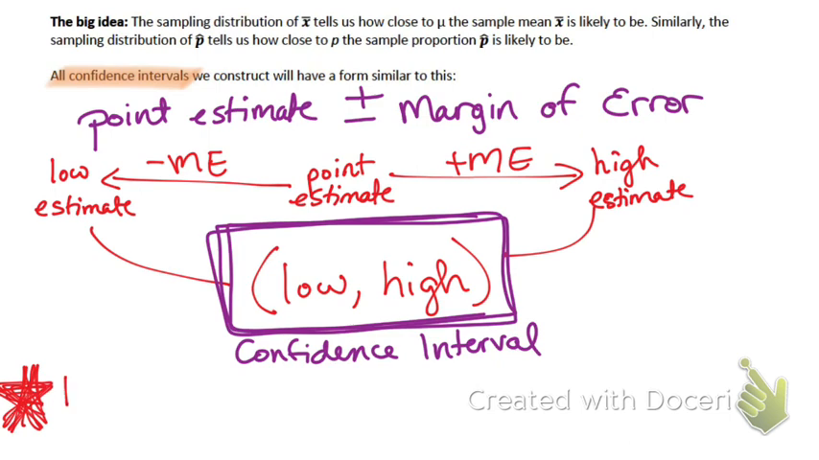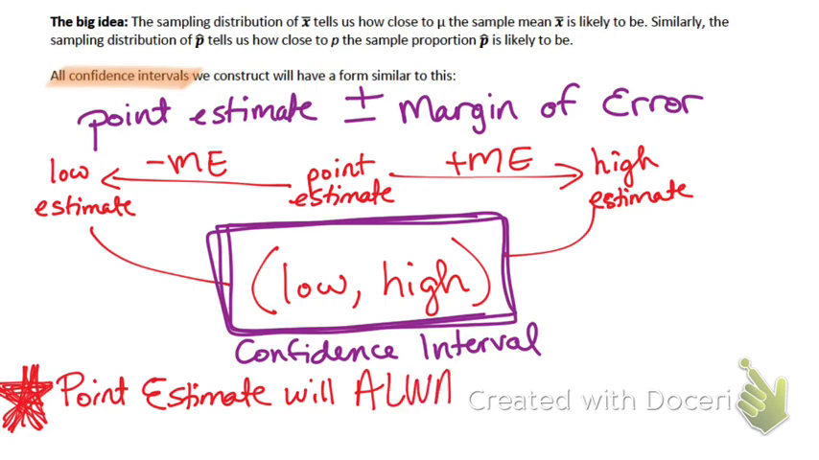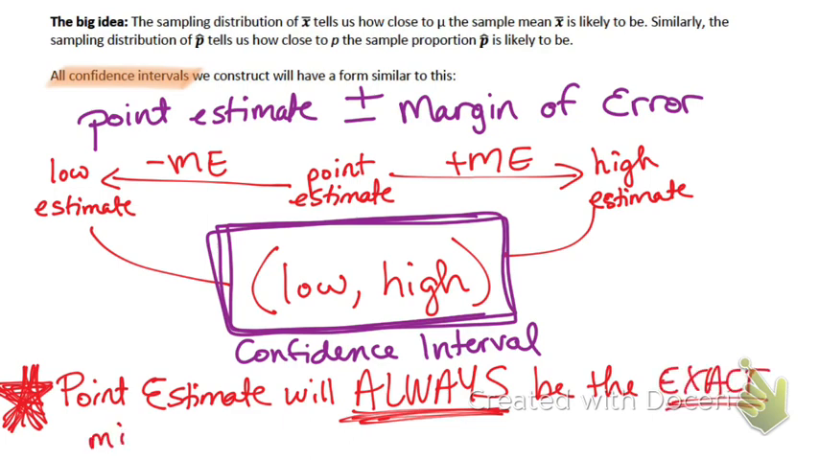The point estimate will always be the exact middle of the interval. When you guys were doing your guess, you gave your guess, and then in every single interval you created, the very exact middle of that interval was your guess, because you were always adding and subtracting the margin of error from your guess. And that will always be true. Got it?